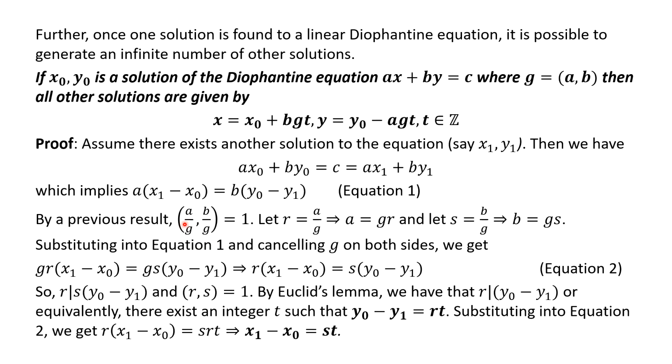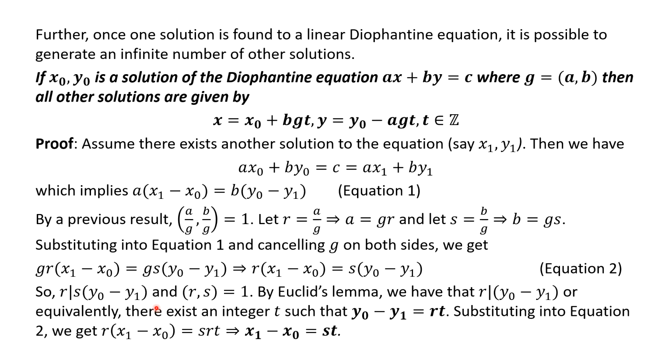Then from the result on the previous slide, we know that the GCD of a divided by g and b divided by g is 1. So let r equal a divided by g, which implies a can be written as gr. And let s equal b divided by g, which implies b can be written as gs. Then we'll substitute this and this into our equation 1, which I'm showing here. And then we can cancel the g on both sides. So we get this here. This is our equation 2.